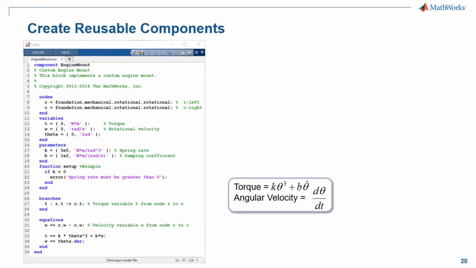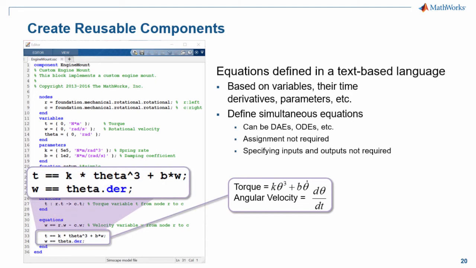Here are the equations that define how we expect our custom engine mount to behave. Those equations are defined here. We can define equations based on variables, their time derivatives, parameters, and other quantities. A key difference between this code and MATLAB code that you may be used to is that here we are defining simultaneous equations. These are implicit equations. They are part of the entire network where the equations will all be solved simultaneously.